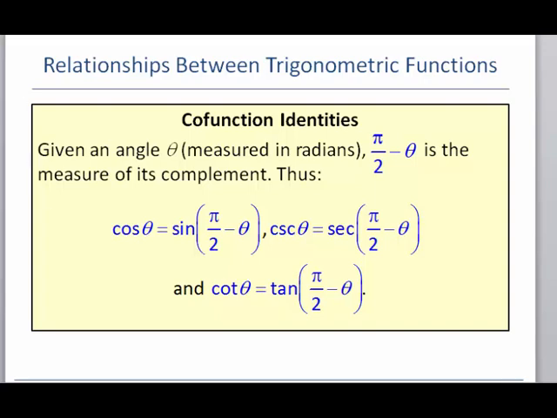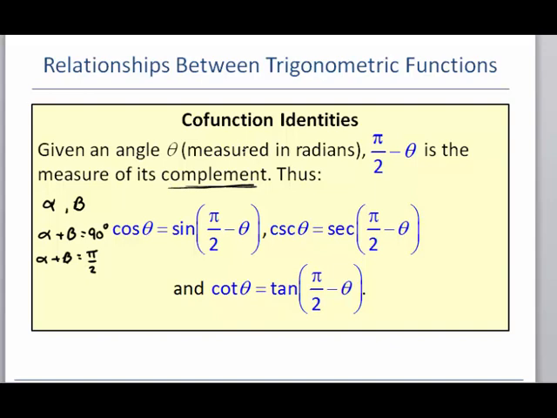So, for example, if we have angle alpha and angle beta, and those two angles add up to 90 degrees, or those two angles add up to pi over 2 radians, then they are said to be complementary angles. As we define a cofunction identity, we will see that term complementary angles.